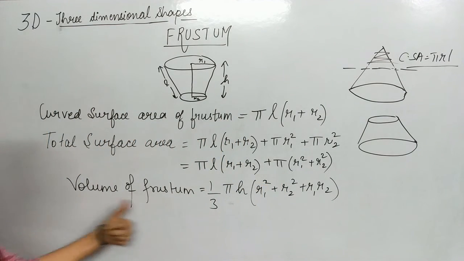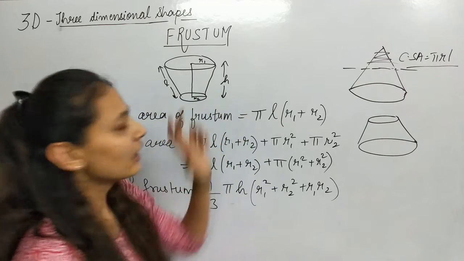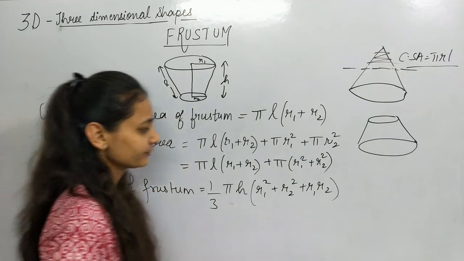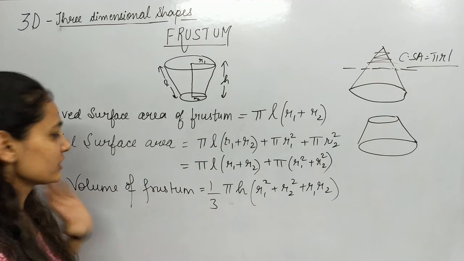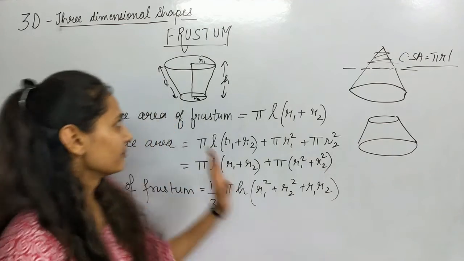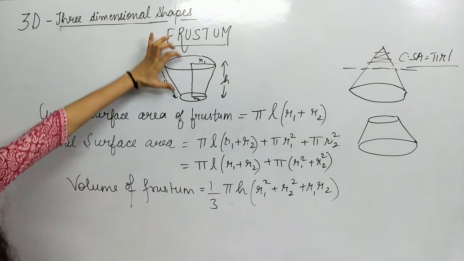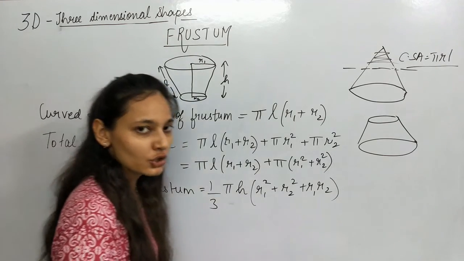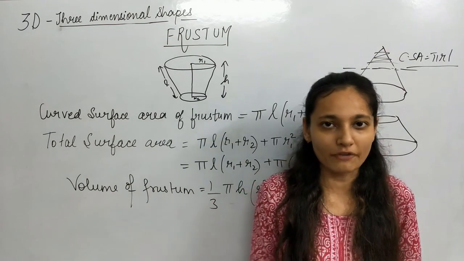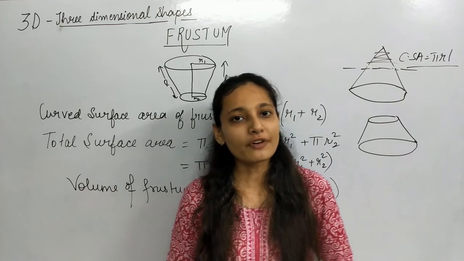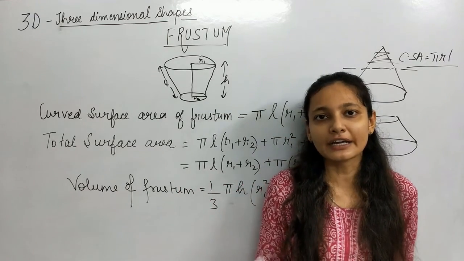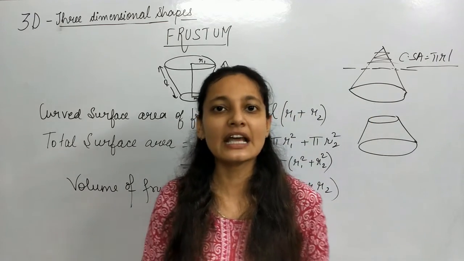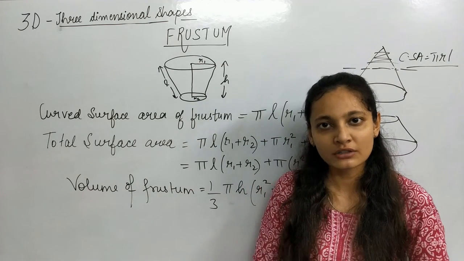So to calculate the volume of frustum, you need height and both the radii. Calculate the total curved surface area, total surface area and volume of frustum. Frustum is having at both ends radii different. This is the height and this is the slant height. So we have done the basics of these three-dimensional figures. Now we will practice some questions relating to 2D figures, 3D figures and see how to apply these formulas on questions.